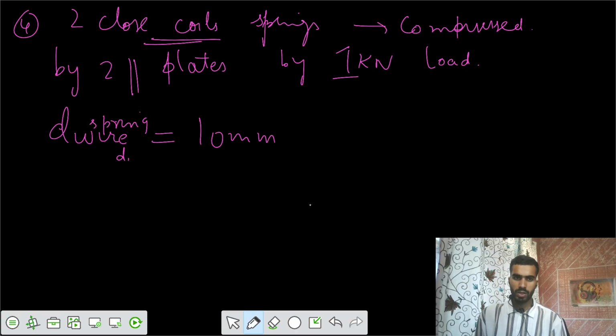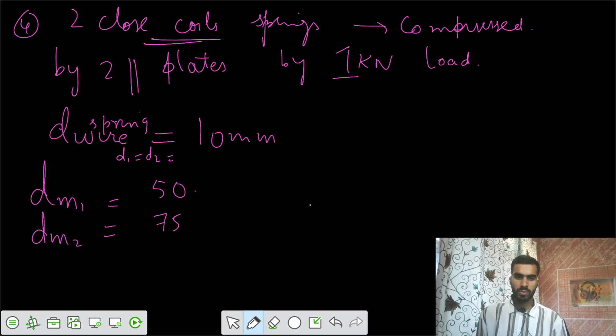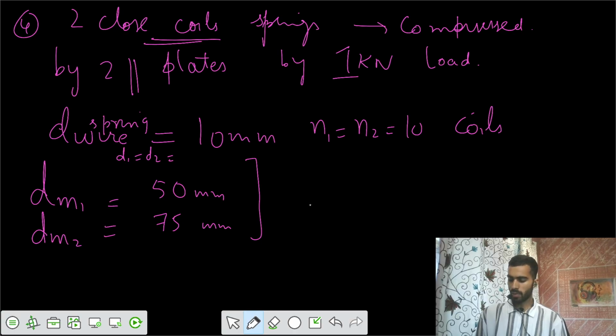So d1 equals d2 equals 10 millimeter, and there is a mean diameter 1 and a mean diameter 2. The first one is 50 millimeter, and the next one is 75 millimeter. And N1 equals N2 equals 10 number of coils. Each has 10 coils, and the smaller one is placed inside the larger.